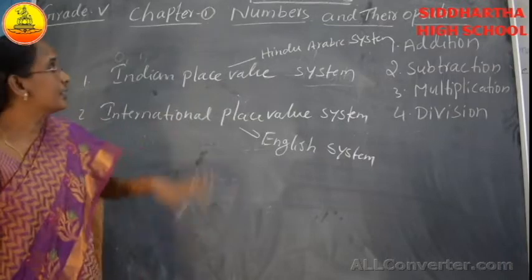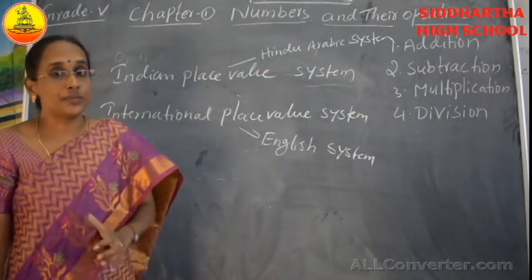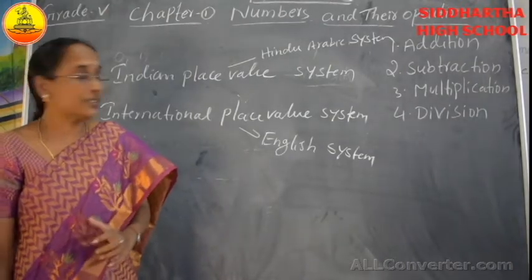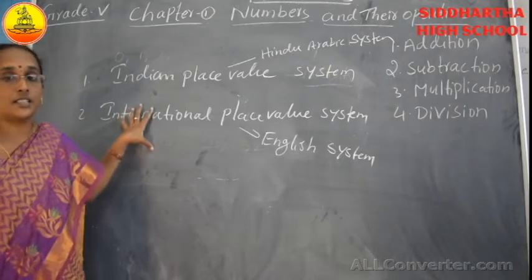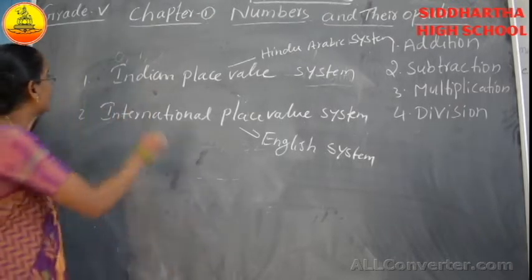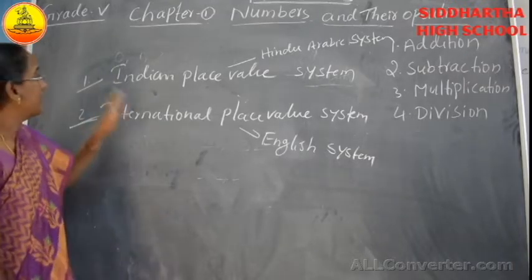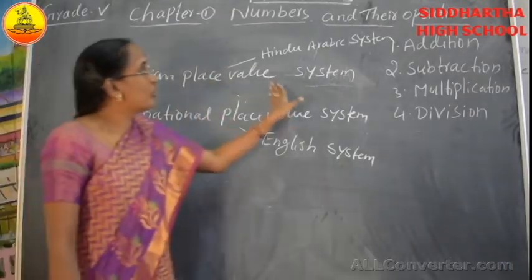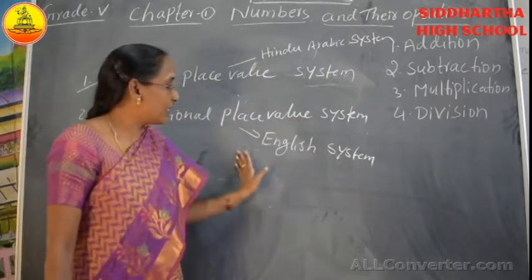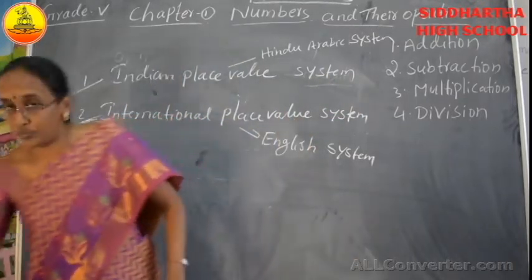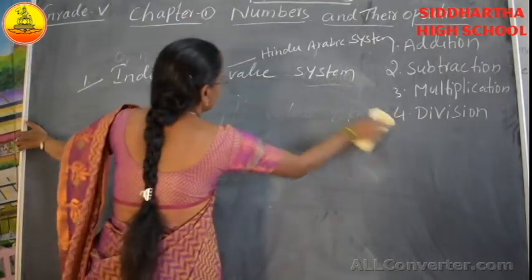Okay children. Here in the numbers and their operation, totally this chapter has 8 synopses. Today we will discuss the Indian place value system and international place value system. This is the first synopsis and this is the second synopsis. Indian place value system is called Hindu-Arabic system. International place value system is called English system also. So now we will discuss the Indian place value system.